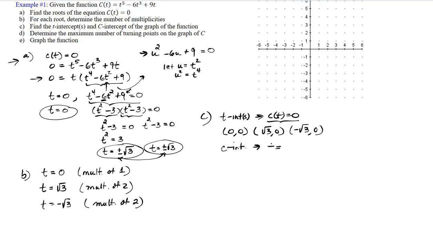And then for the c-intercept, this implies that t is equal to 0. This is when the input is 0. So setting t to 0 using the c of t function, we're going to end up with basically 0, since all the terms here on the c of t function consist of a t. So once t becomes 0, 0 to the 5th minus 6 times the cube of 0 plus 9 times 0. Adding those together, they become 0. So the c-intercept is the origin.